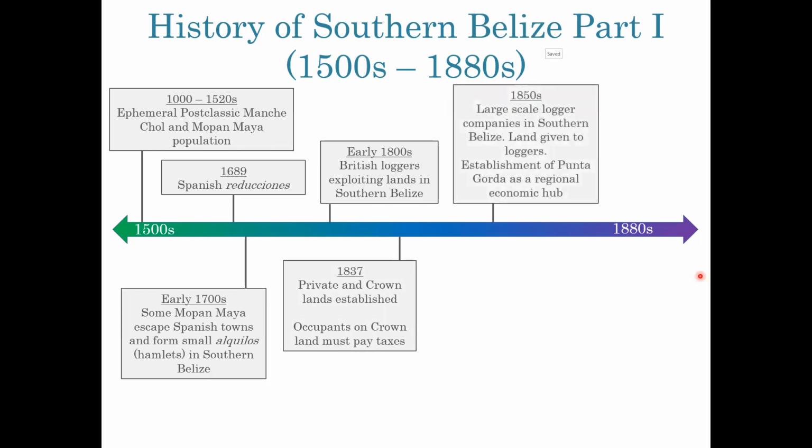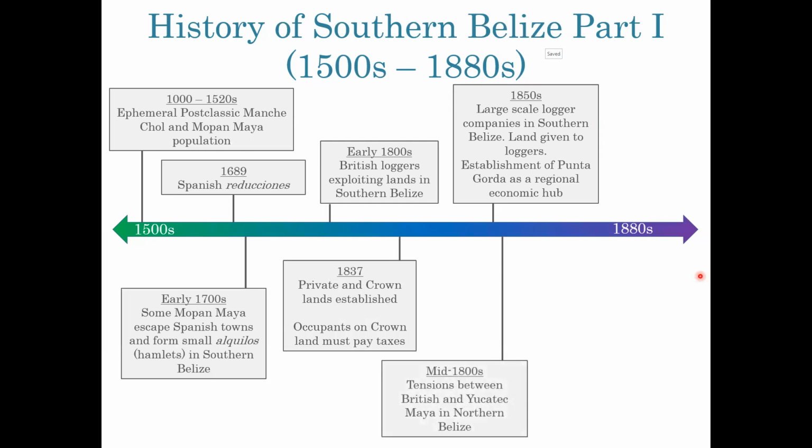In the 1850s, we see larger scale logging companies moving into southern Belize, and we see concessions given to these companies for logging, the continued exploitation of the forest resources. During this time period, too, we also see the establishment of Punta Gorda as a regional economic hub, likely in conjunction with these logging companies.